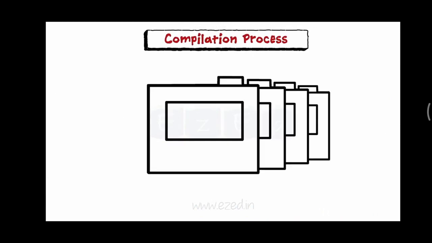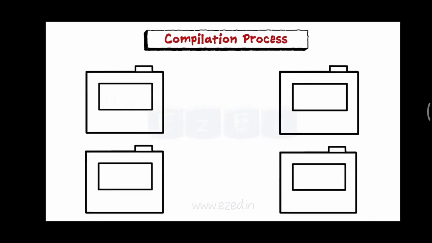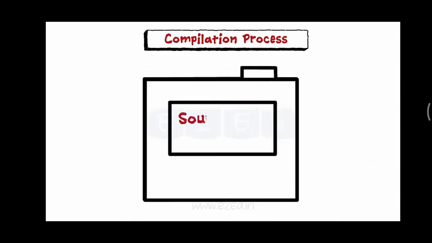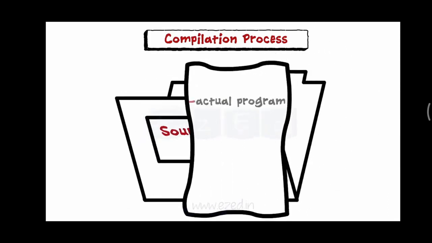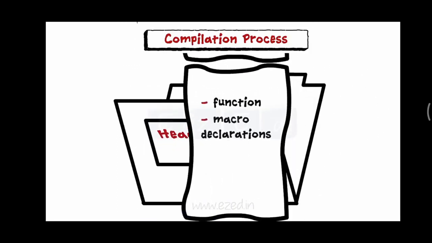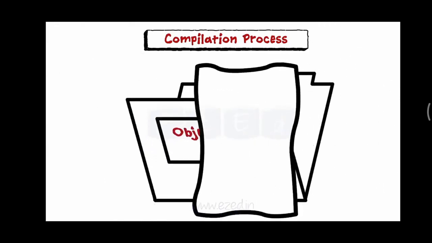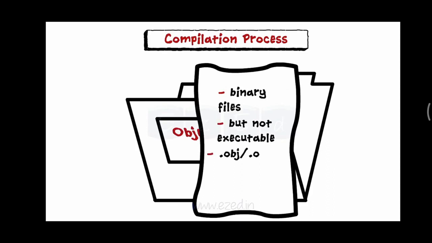The compilation process has to deal with various files, and it also produces a number of files. There are 4 important files which we need to understand. Firstly, source file is a file which contains the actual program and is saved with .c extension. Next is a header file. They contain function files and other macro declarations which must be included in the program. They have .h extension. Next is an object file. They are produced as an output of the compiler. They are binary files which are not executable by themselves. They have .obj or .o extension.